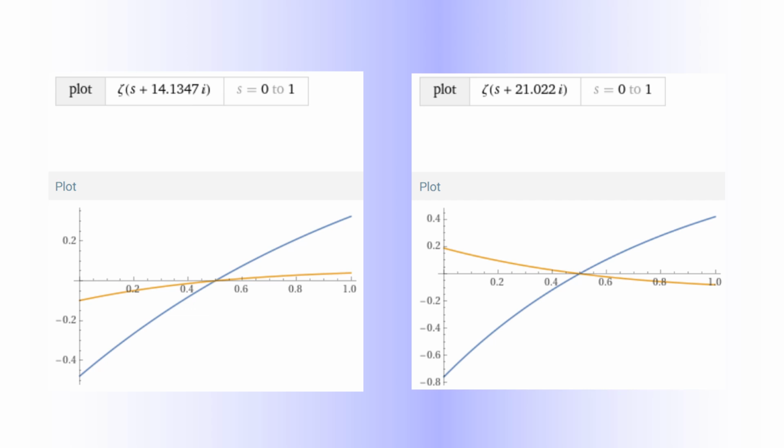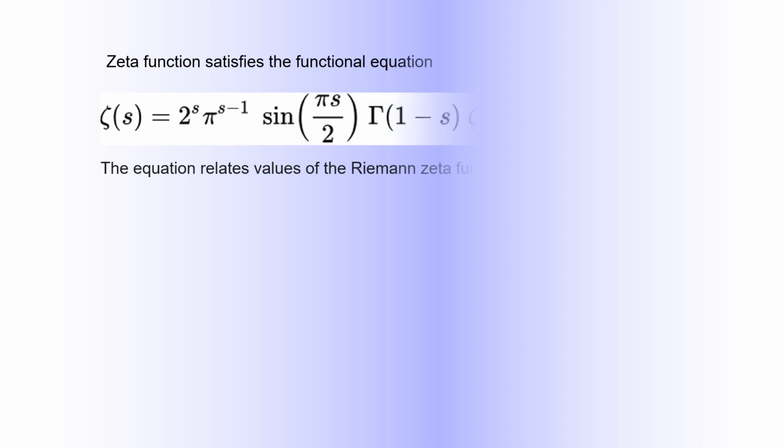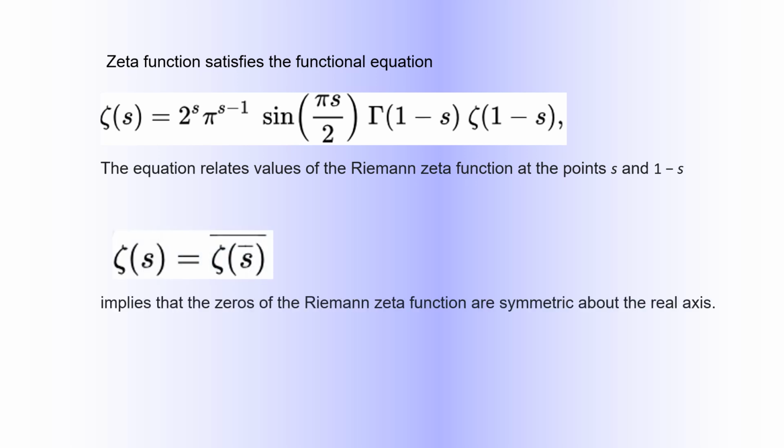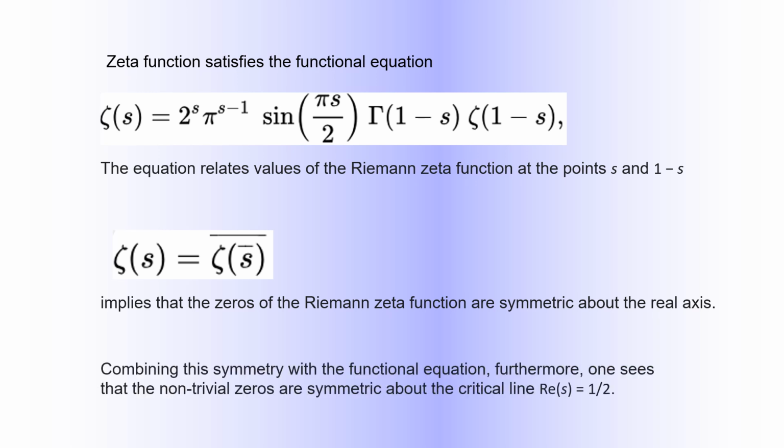So, our goal for the next videos is to find a process to filter out irregularities and extract regular patterns in Riemann's zeta function. This process can be done by using the functional equation and the relationship between the zeta function and its conjugate. The functional equation relates values of the Riemann zeta function at the points s and 1 minus s, while the conjugate equation implies that the zeros of the Riemann zeta function are symmetric about the real axis. Combining them implies that the non-trivial zeros are symmetric about the critical line, real part of s equals a half.